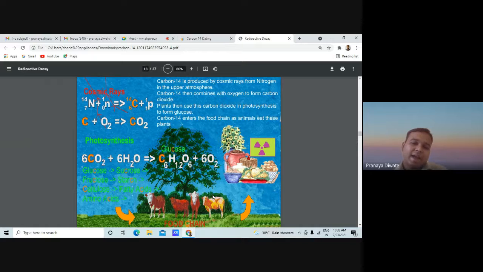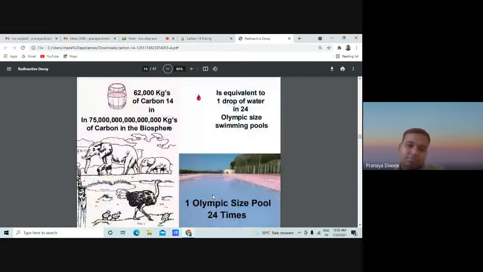And the grass and all this is taken by the animal. So 62,000 kg of carbon 14 is there in the biosphere. So it is like one Olympic size pool. This is how they are scaling this carbon 14.